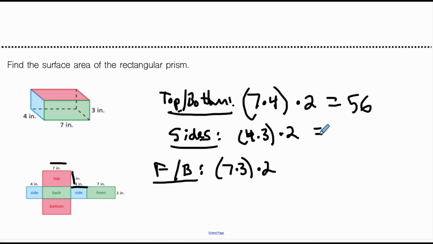And then we've got 12 times 2, it's 24. And then we've got 21 times 2, which is 42. And we're going to sum all of that because that's how you find surface area. It's the sum of all the surfaces, and that's going to sum up to 122.